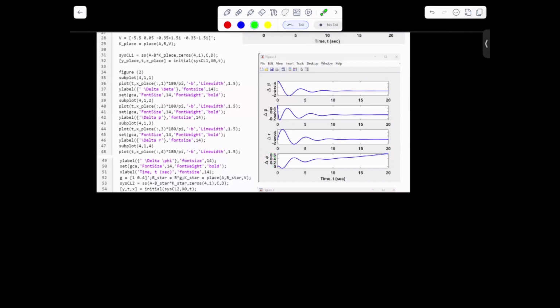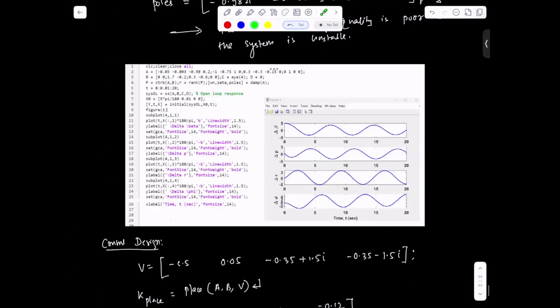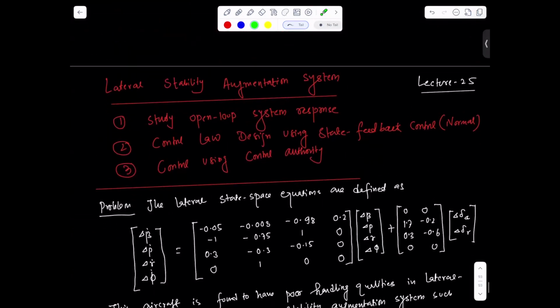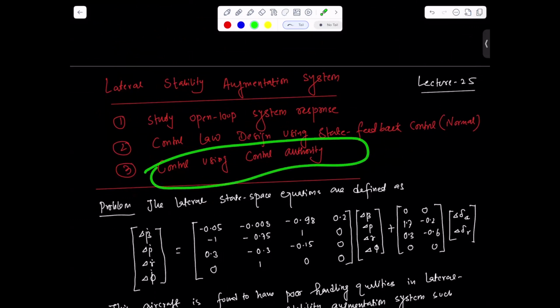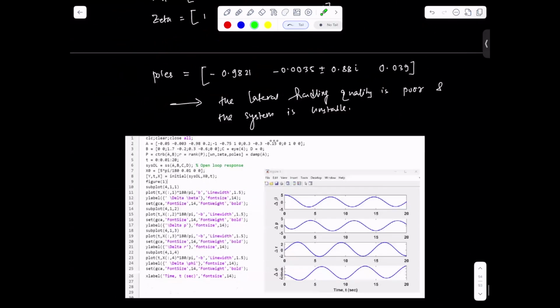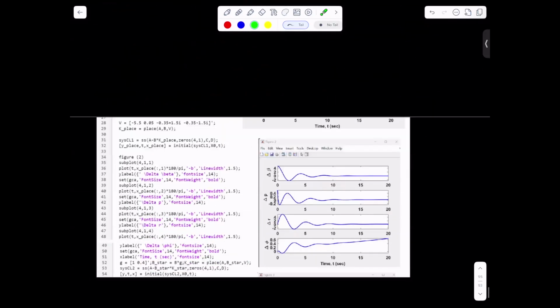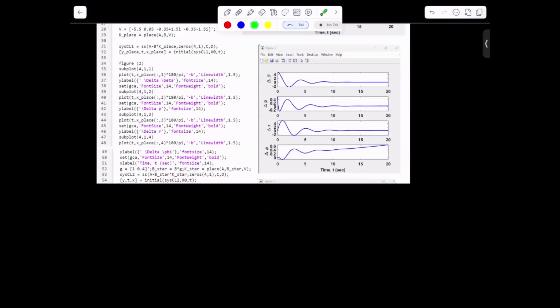So here we can use the control authority methods that you have done in the last lecture. This method we will be using. This part we have done. Now we are going to use what we did in the last lecture, the control authority design concept, which will help us to control this dynamic state.